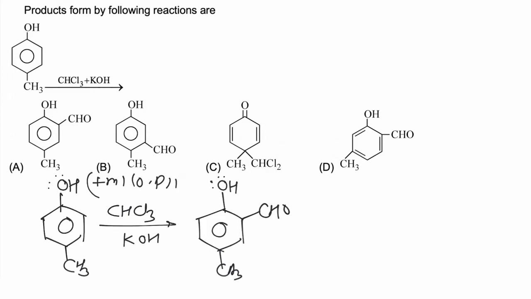Now this molecule is also stabilized by a hydrogen bond formed between OH and CHO. Both OH and CH3 are ortho-para directing, but OH is the more electron donating group, so CHO is attached to the ortho position of the OH group, and hence the correct answer is A. So this molecule is formed as the final product.